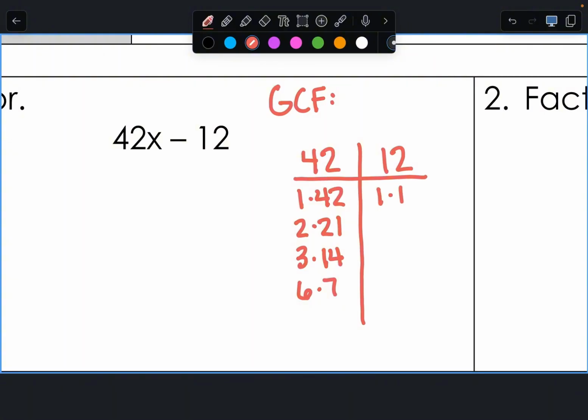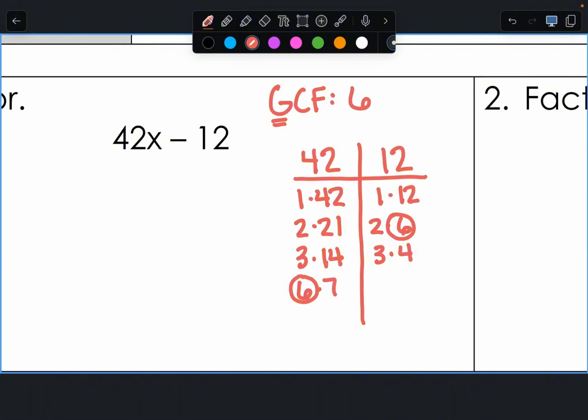2 times 6. 3 times 4. And then 4 times 3 is a repetition of 3 times 4, so we're done. Now, which one is the greatest one that they have in common? 6. It is 6. Okay? So 6 is my greatest common factor.